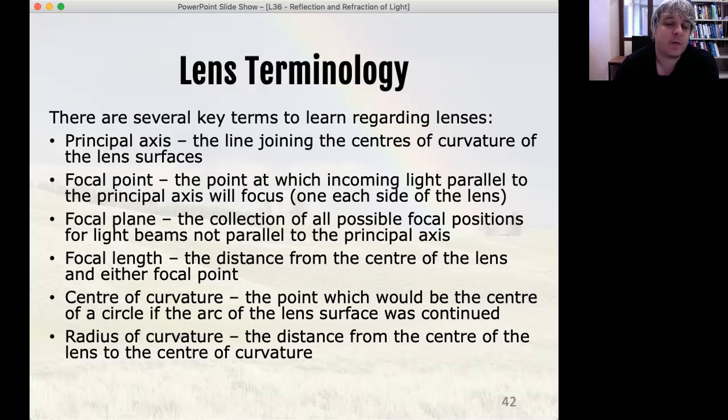Center of curvature: we've already talked about the idea that a concave or a convex lens is kind of like two curved surfaces. Those curved surfaces obviously have a radius, and you could continue that curved path and draw a whole circle. If you did that, the radius of that whole circle is the radius of curvature, and the center of curvature is the center of that whole circle. So that's just talking about the geometry of the lens itself, essentially.